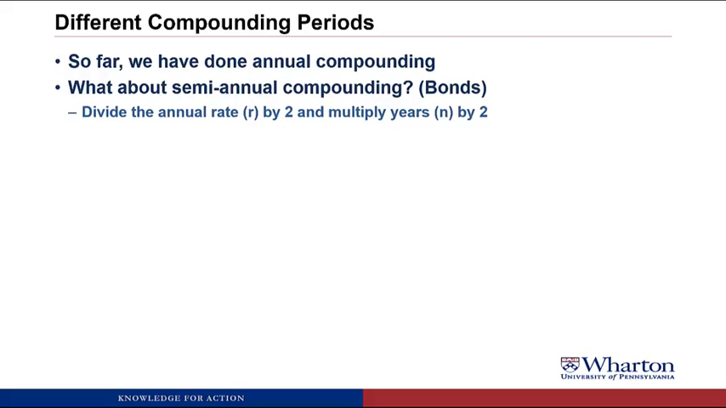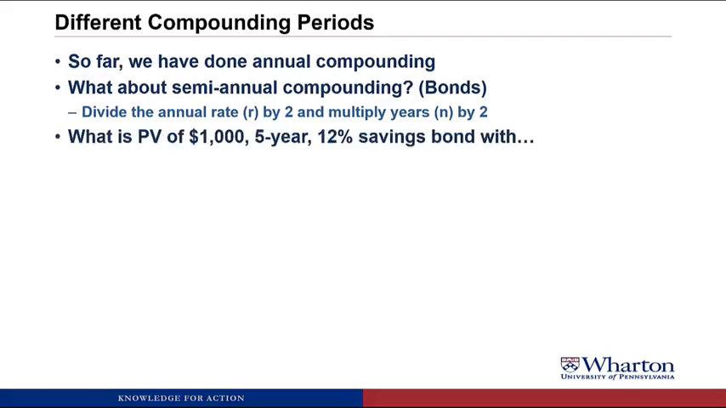So in that case, what we need to do is take the interest rate, which is always given as an annual rate, and divide it by 2, and take the number of years for the bond and multiply it by 2 to translate it from an annual stream to semi-annual stream. Now, let's do a couple examples.